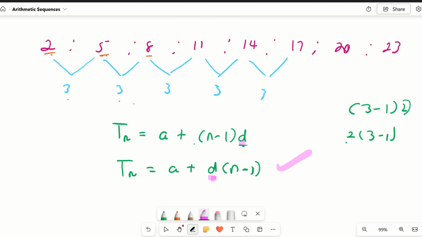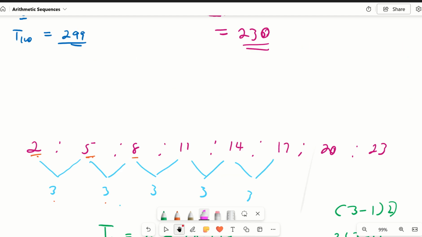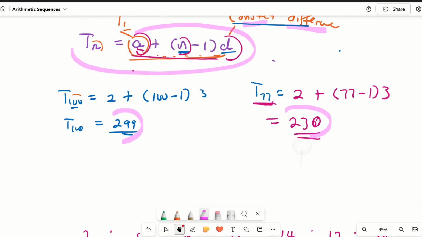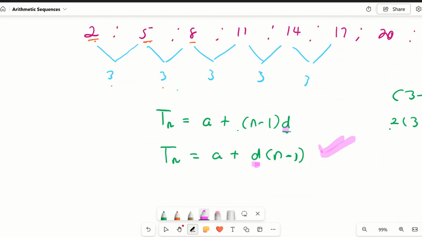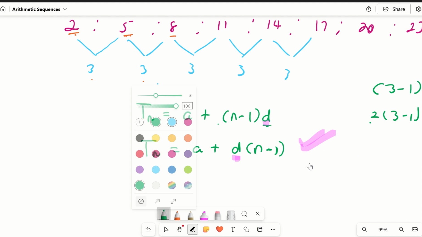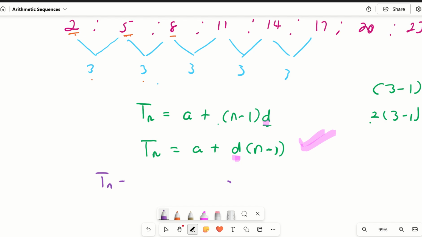Now you guys remember from our previous calculations on T100 and T77, we did use this formula, right? We applied it and got 299 and 230. We just substituted into the general formula itself. You can actually simplify this formula for a specific number pattern, or for all linear patterns. How? Before you even do the calculations, you simply go, Tn, substitute A. A is the first term, that is 2 in this specific sequence. Our d is 3. And you just simplify this.